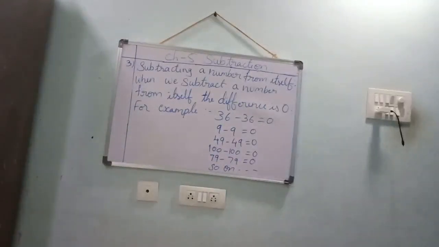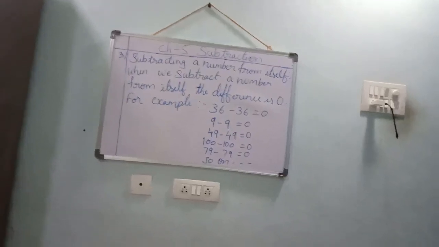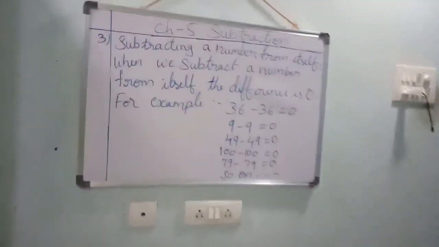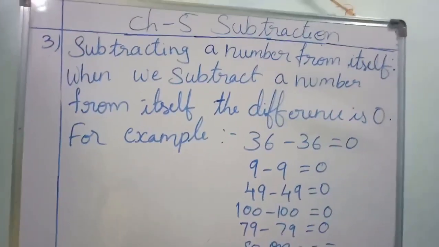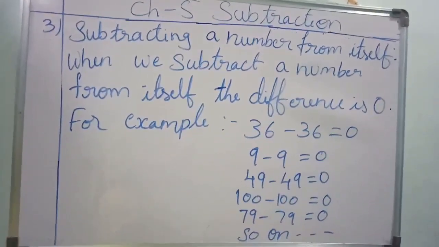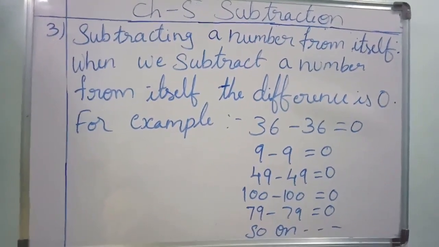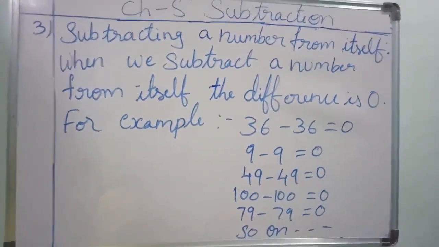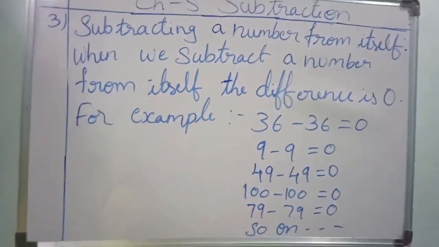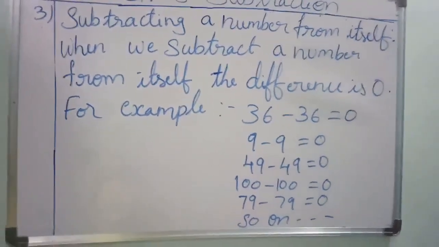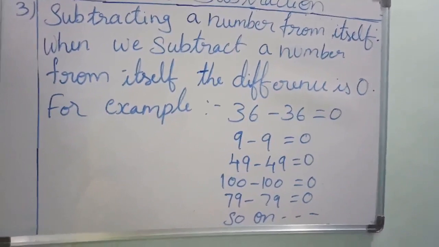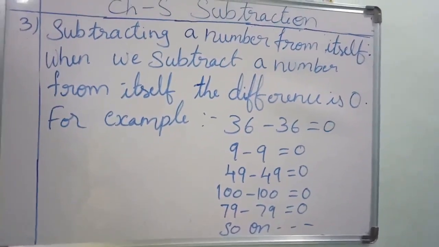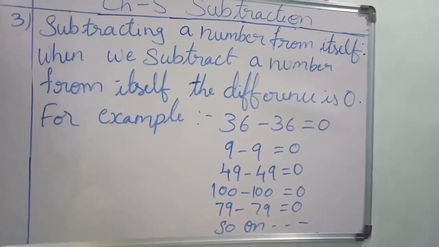Understood, children? See, third one, what is that? Subtracting a number from itself. Understood, children? When we subtract a number from itself, the difference is 0. Always it will come, the difference is 0 only.